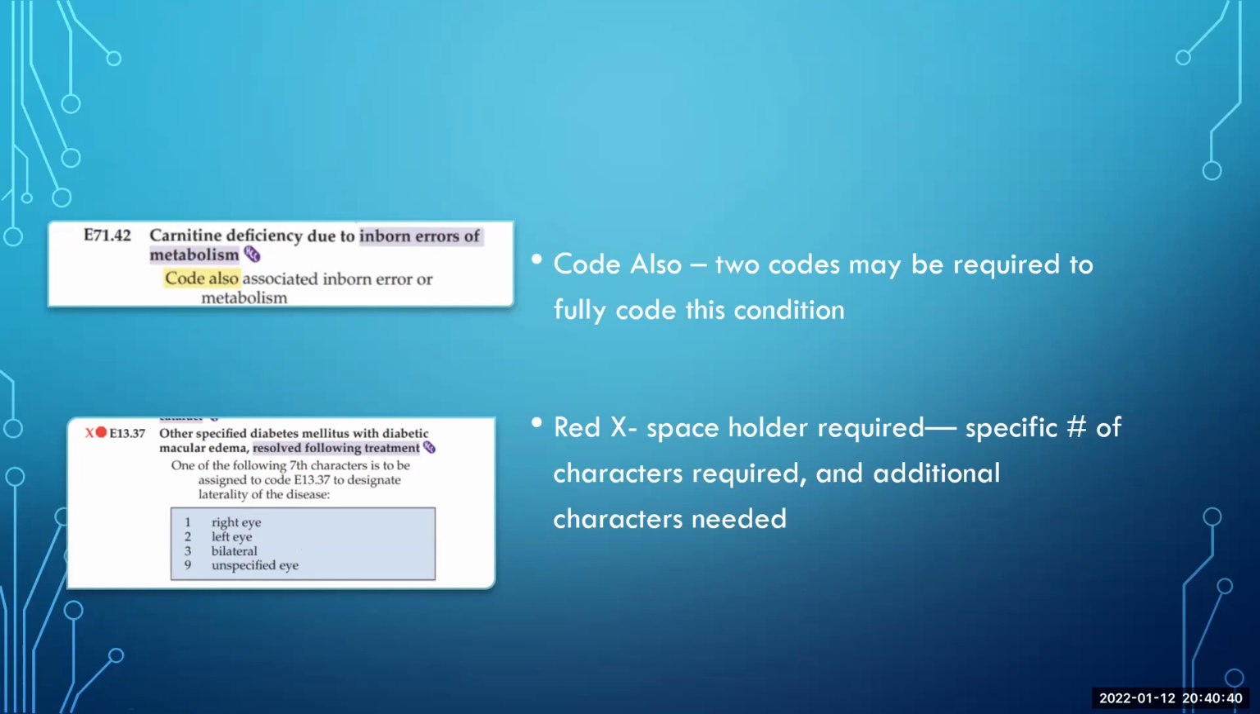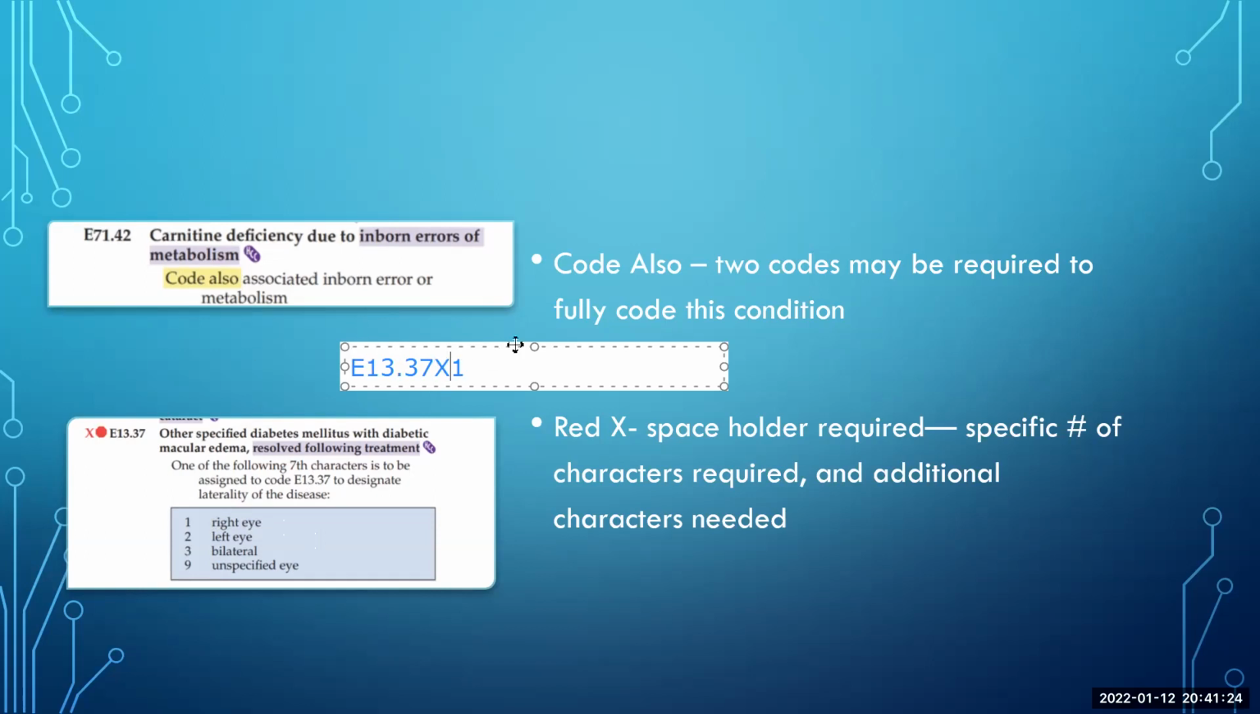However, we also know that this code requires 7 characters. So right here, it might be more simple if I just write it out. So when we use this code, we're going to have 7 characters, but there are not 6 characters already in order for us to add this final 7th character. So we'll have to use a space holder. Here's how we would do that. So say we wanted to say it was macular edema in the right eye. So for that, we would go E13.37 X1. And that tells us, so we use this X placeholder, and now we have 7 characters.